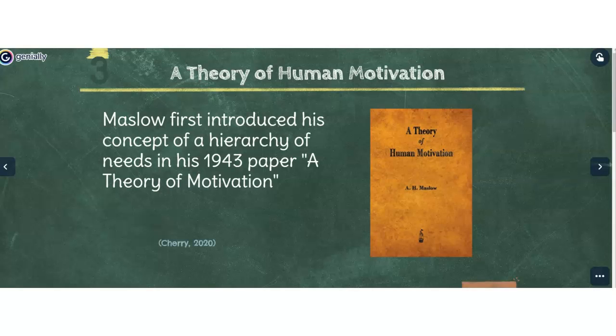Maslow first introduced his concept of hierarchy of needs in his 1943 paper, A Theory of Motivation. The basic thesis for Maslow's hierarchy of needs is that students progress through a set of sequential needs from physiological to self-actualization. As they move through the levels, they feel more comfortable in the learning environment and have the confidence to push further.